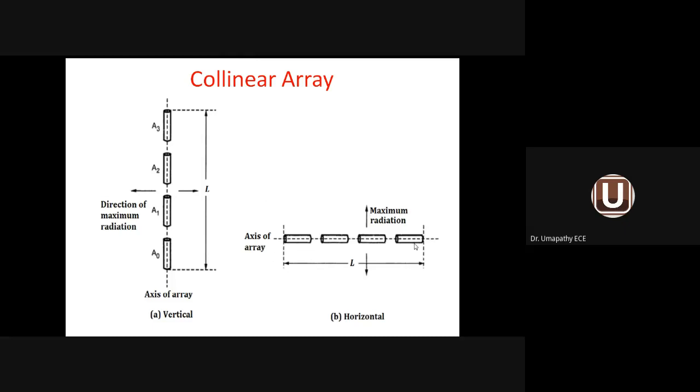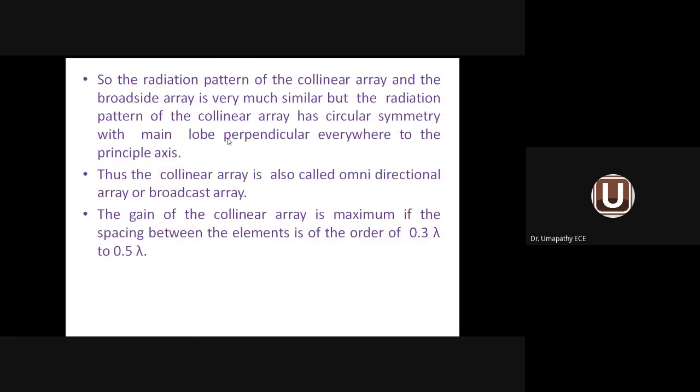So here also 4 antenna elements are available. See the maximum radiation perpendicular to axis of the array. So the nature is similar to broadside array, but end-to-end connection is available. You can have a vertical collinear array and a horizontal collinear array.